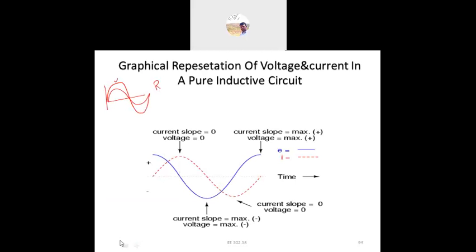You can see this is the maximum point. The 90 degrees point will have some lagging between them. At that point the current slope is equal to 0, and the voltage slope is equal to 0, that is at 90 degrees. When one is at zero the other has the maximum, so they will be different. Similarly we can draw.